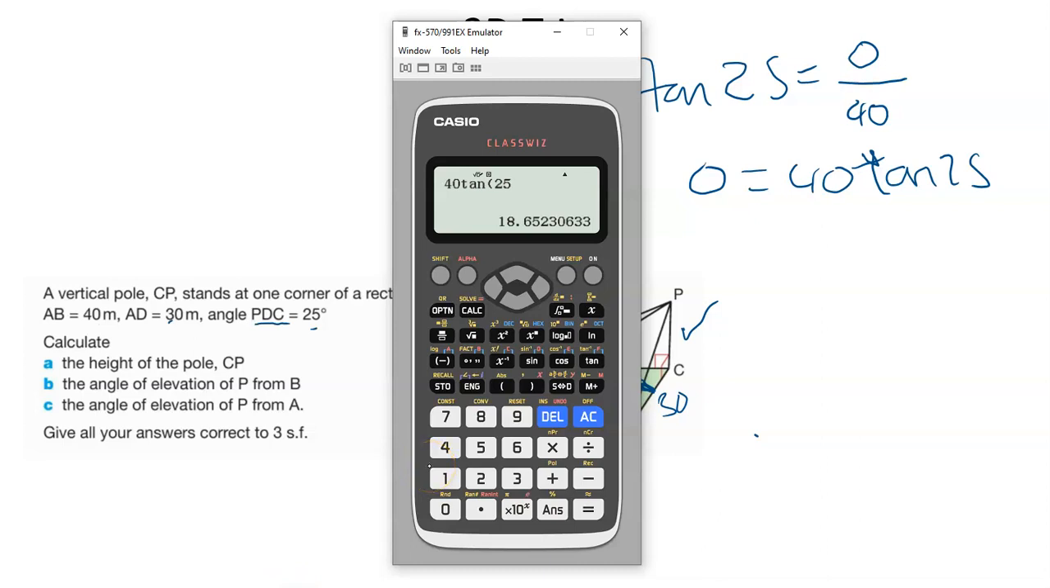Yes, 18.65. It says 3 sig fig, but we should use more significant figures or use the Ans button when we do another calculation. So in fact, I'm going to store that as A so that I can recall it in a moment. You mustn't round it and then use that rounded value in your calculation. That's just going to lose final accuracy for the follow-up questions.